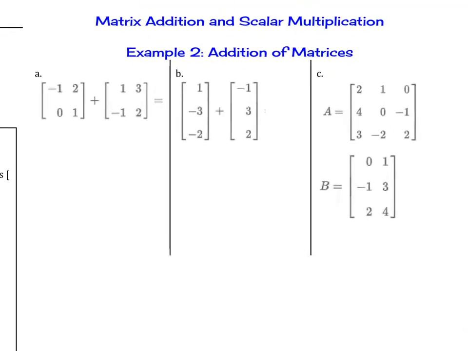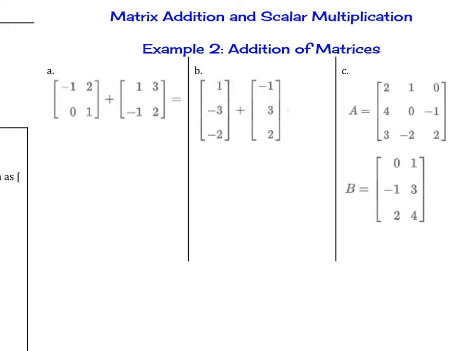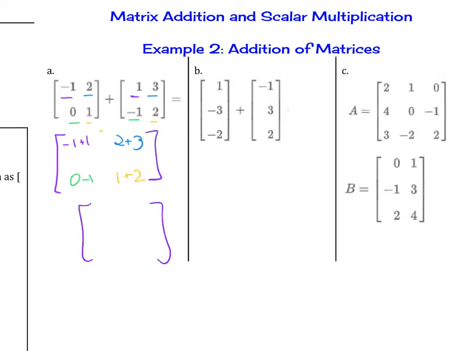Let's do addition of matrices. It's actually pretty quick. So let me just show you the long way of what this looks like real quick, and then you could probably do it in your head. You're just adding together the corresponding entries there. So we're going to add negative 1 plus 1. Then we have 2 plus 3. Then we have 0 plus a negative 1. And then we have our last one, 1 plus 2. Then you add those together. So negative 1 plus 1 is 0, 2 plus 3 is 5, 0 minus 1 is negative 1, and 1 plus 2 is 3.